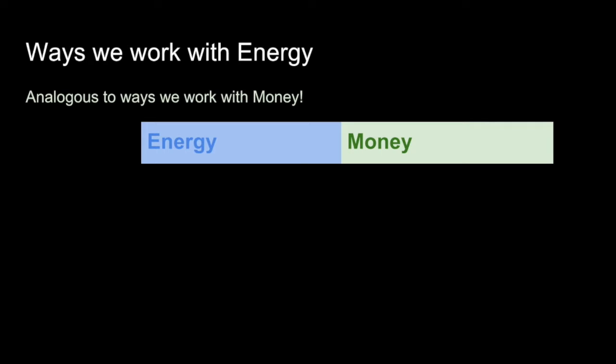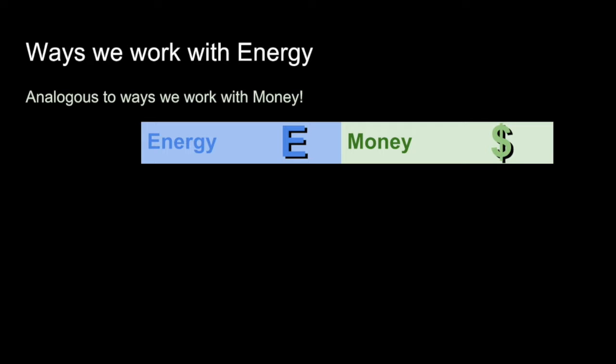The ways we work with energy are similar to the ways we work with money. So let's go ahead and make a comparison of the two. Let's get two columns going, one with energy and one with money. The symbol for energy is capital E, and the symbol for money is, of course, the dollar sign. Well, in the United States anyway.